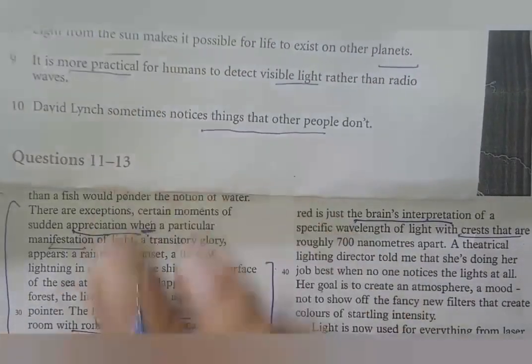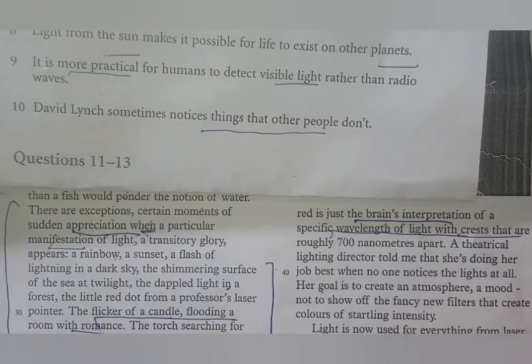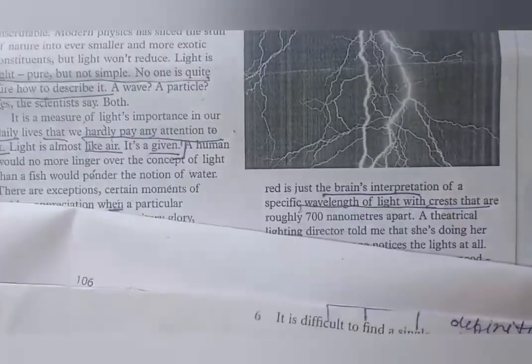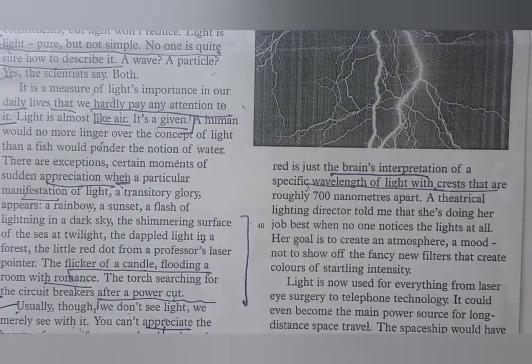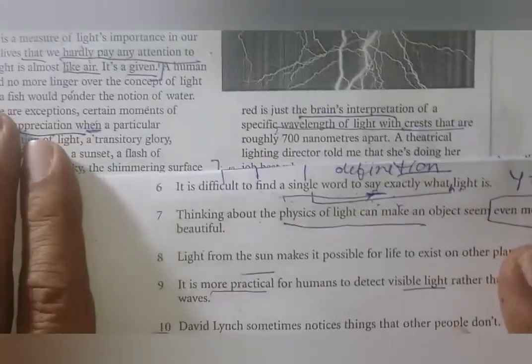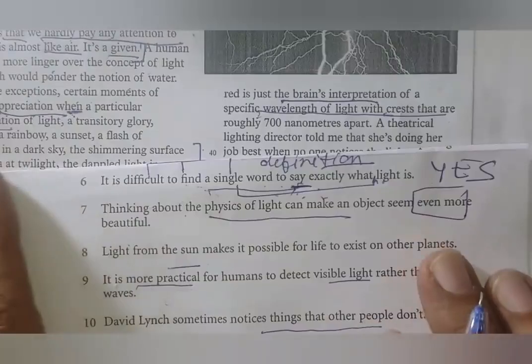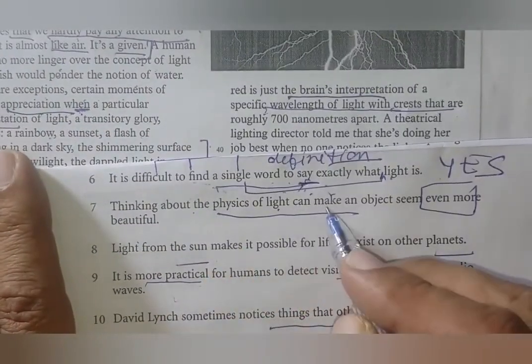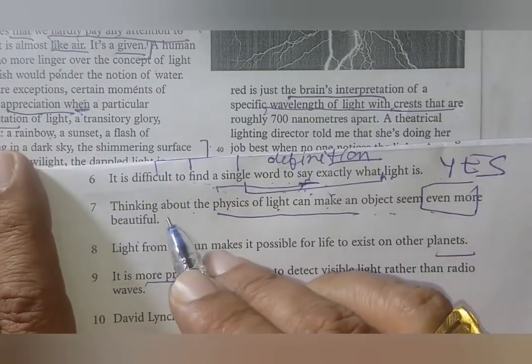What he asked us, he cleared us that thinking about the physics of light can make an object seem even more beautiful. Where is physics here? He has written about the wavelength of light. Naturally, this is the physics of light, right? It's the physics of light. You can check, please. Wavelength of light, physics of light. He has written one thing. Thinking about the physics of light can make an object seem even more beautiful.